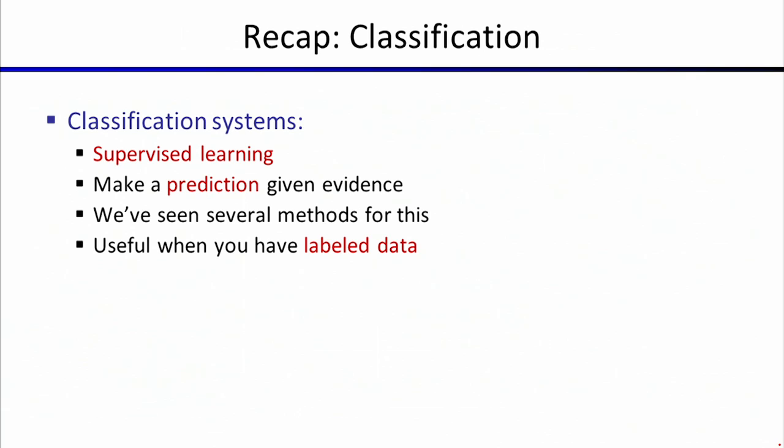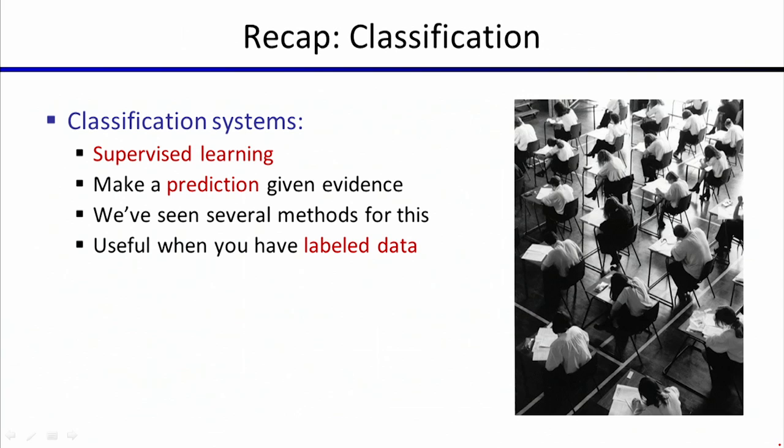Okay, so we're going to change gears a little bit now. Just to set up where we're going, we've just talked about classification, and we'll talk about it a little bit more in the future. Classification systems are supervised learning. You see some evidence, and you make a prediction. And we've seen several methods for this. This applies when you have labeled data. And so essentially, you train your classifier to memorize the data, but generalize in the appropriate way so that it can handle new inputs.